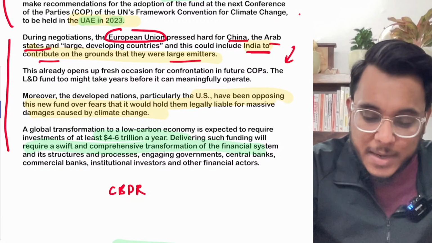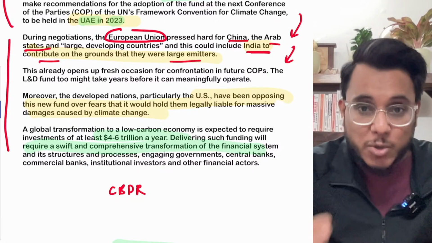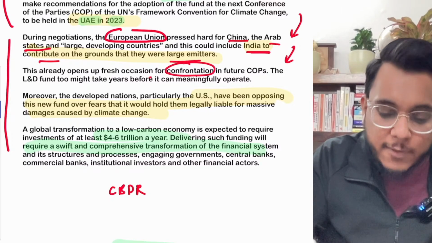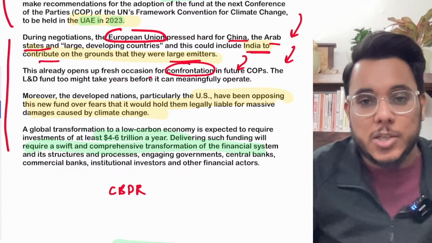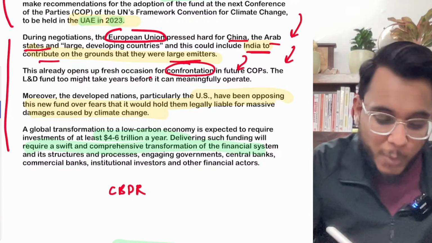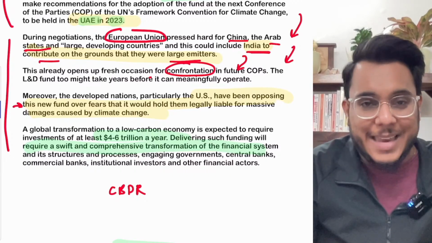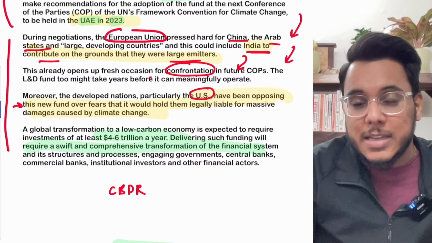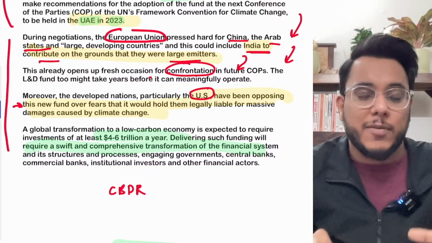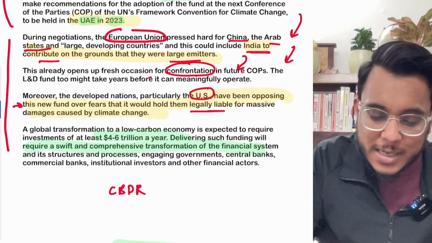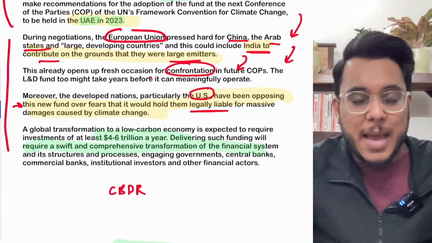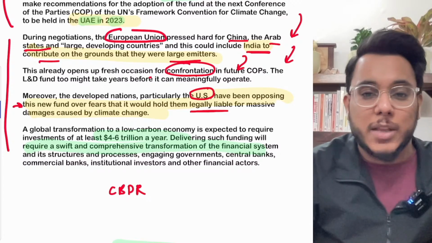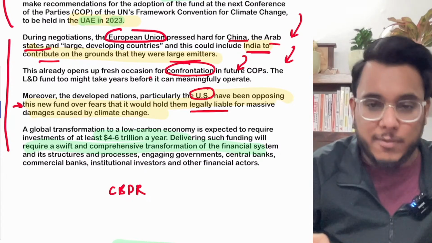But now what is happening? The European Union is asking that India should also contribute. So this opens up a new occasion of confrontation which can happen in the next COP, the COP in UAE. Moreover, there is one more challenge that has come on this L&D fund. The USA is opposing this particular new fund. According to the USA, the language of the draft of this fund will make the USA legally liable for the damages that have been caused, and that will uphold the USA's accountability directly. So the USA is not comfortable with that.